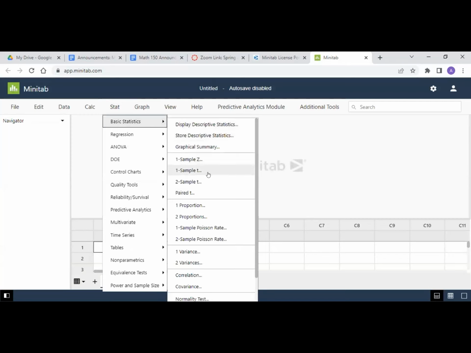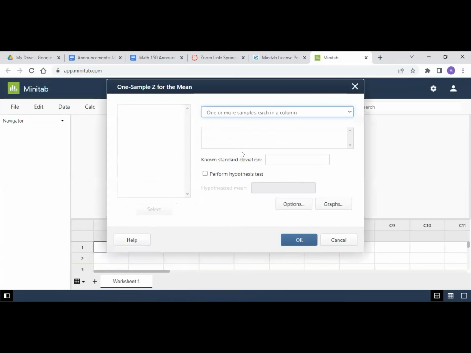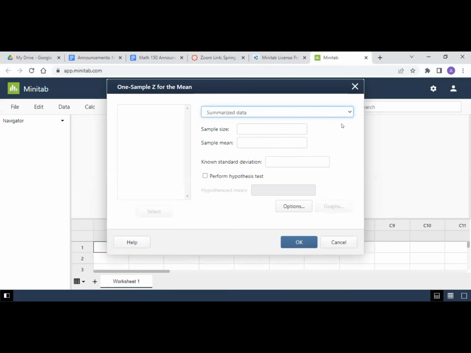And then up here, we have all these different tests, like one sample Z, one sample T. We're actually going to learn how to use all of these tests later on in this class. But what we're going to do for now is one sample Z. Click that. Okay. And we get to this box here. Now, you might be wondering, what do I do here? There's not much to fill in until you click on this drop-down menu and change it to summarize data. And the reason we're doing that is because we're given a summary of all the data, like the sample size, sample mean, stuff like that. Well, we can just fill in the blanks.